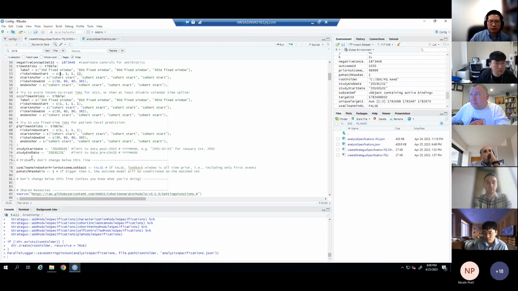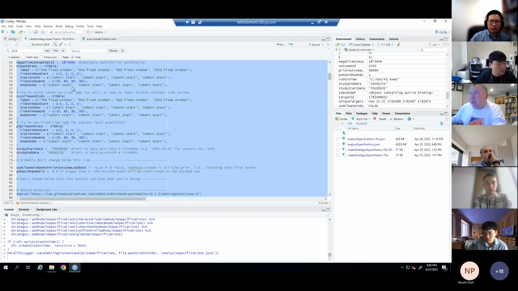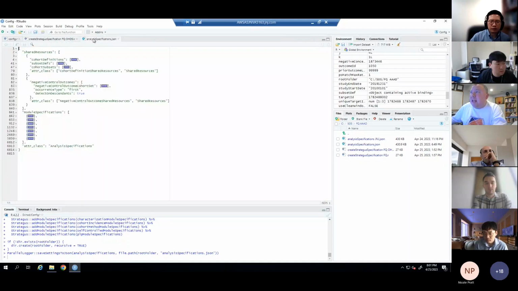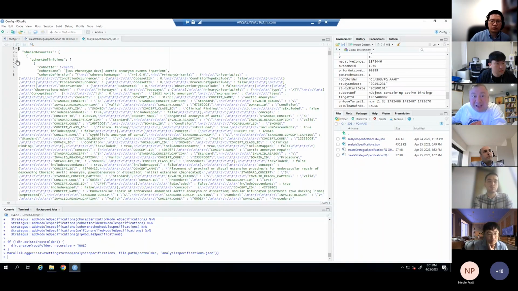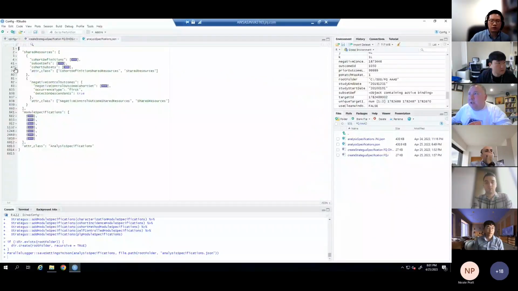And what this script does, if I were to just select it and run it, is in about 5 seconds, it produces an analysis specification document that's a JSON file. This JSON file is actually relatively succinct. It has some shared resources. These are the cohort definitions that we passed into the analysis. So this reads from the Atlas instance to grab the JSON for the cohort definitions.